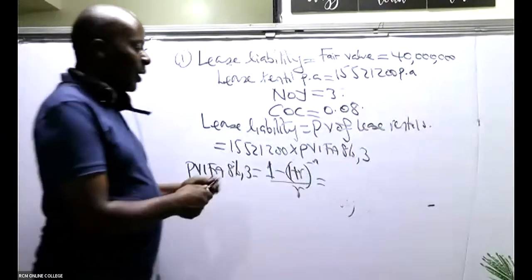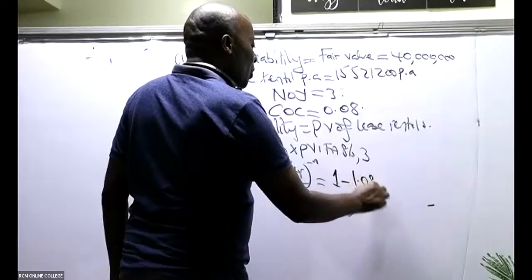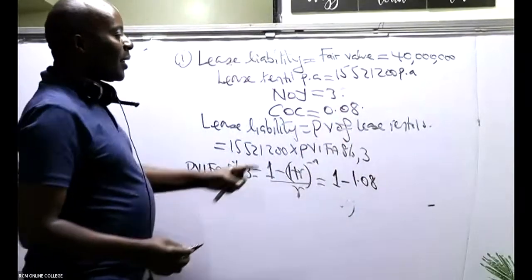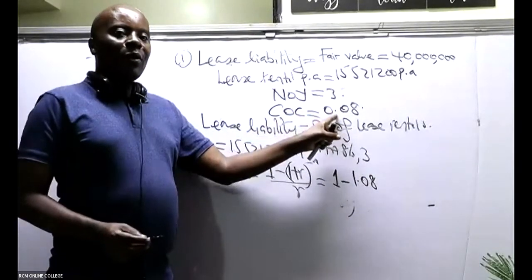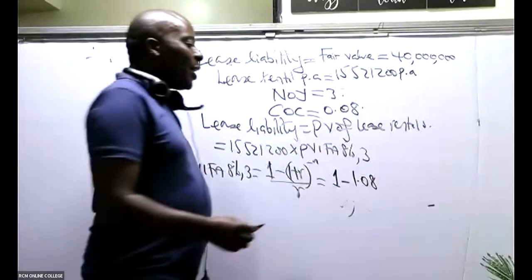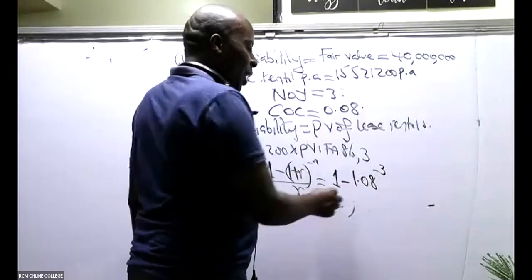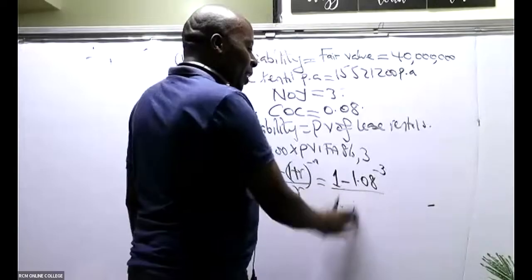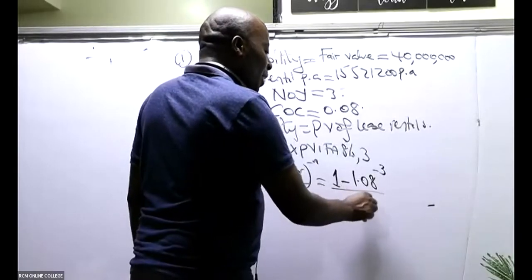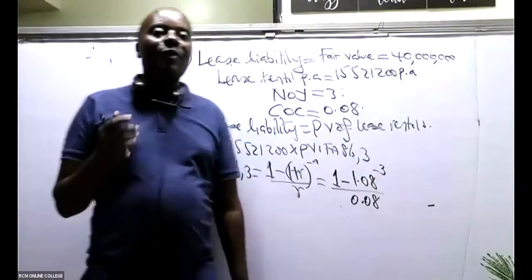So then this one here will be 1 minus 1.08, because I know R is 8%. You see, 1 plus 0.08 is the same as 1.08 raised to negative n. In this case, our n is 3 years. Then you divide this by R, and R will be 0.08.